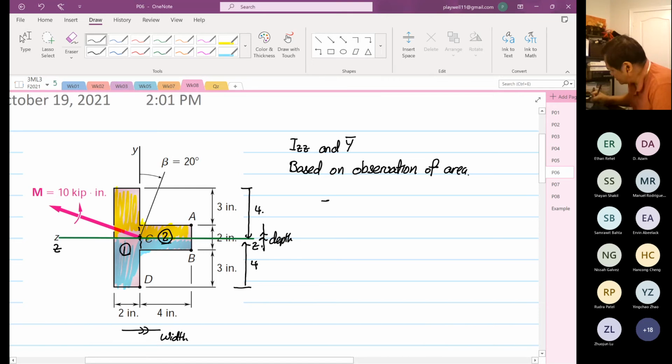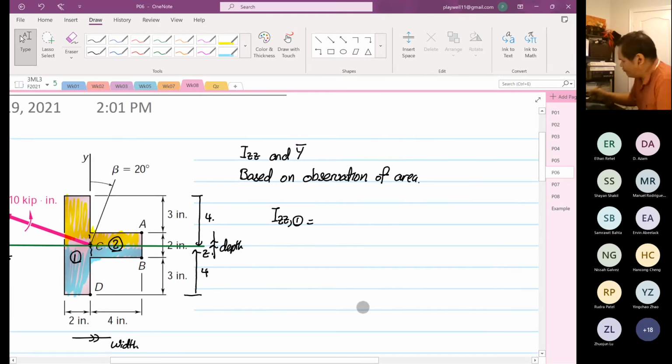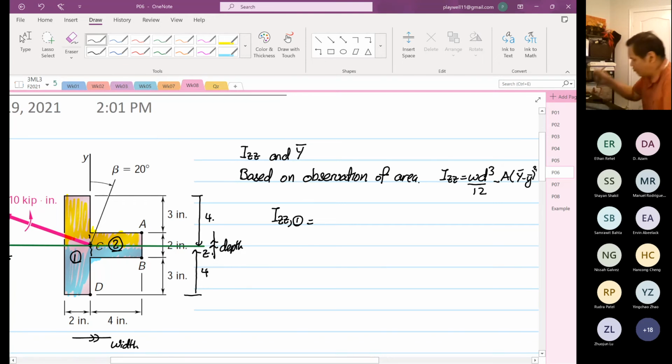Okay, so IZZ1, some of you might want to write the full formula. So the full formula for IZZ is equal to width d cubed over 12 plus the area times (y bar minus small y bar) squared. I'll write the whole formula for you, and you will see that the area term will disappear. Okay, the second term. So the width is 2, 4 power 3 divided by 12 plus 8. Okay, so the centroid is 4.